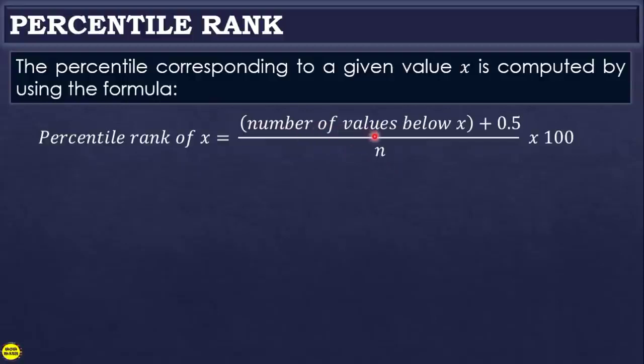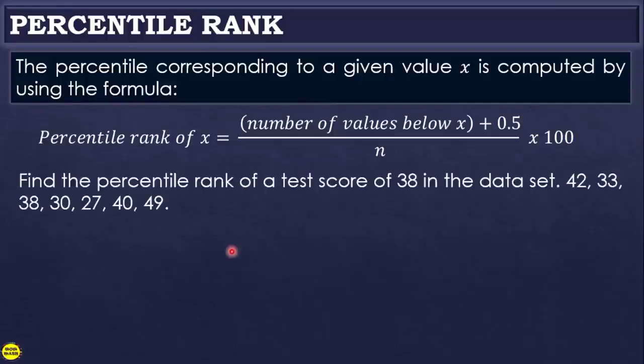And then, yung number of values below x, yun yung tinatanong sa question. Halimbawa, from a set of 10 scores, let's say may 10 item quiz. So, pang ilan kapag nakakuha ka ng 6? Okay? Pang ilang percentile rank kapag nakuha mong score is 6. Okay? So, let's say find the percentile rank of a test score of 38 in a data set 42, 33, 38, 30, 27, 40, and 49. So, ito yung tinatanong kung pang ilang percentile rank nito.